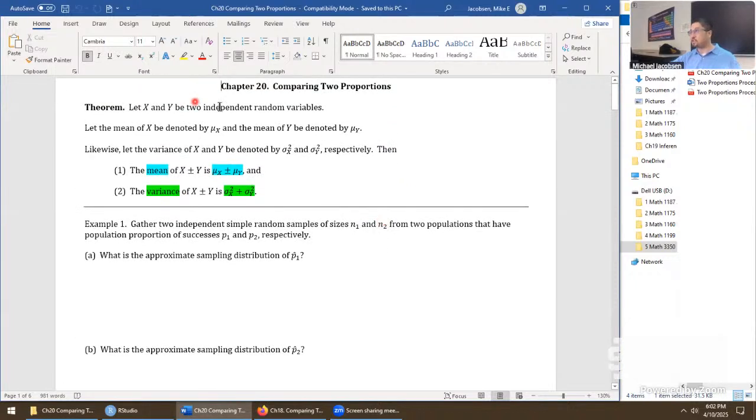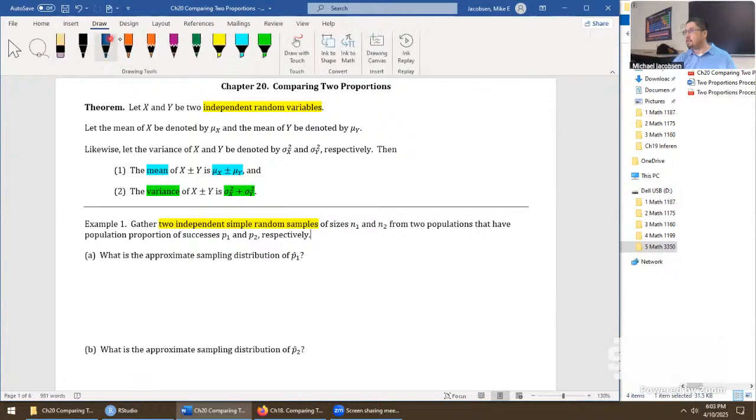And so now here's how this starts. We need independent random samples. So we need to check that part of the theorem. But that's the assumption in example 1. Example 1 says, gather two independent simple random samples. Sample sizes are indicated this way. We need that information for the central limit theorem. But the new change is, this time, we're dealing with categorical data, population proportion of successes, P1 and P2.